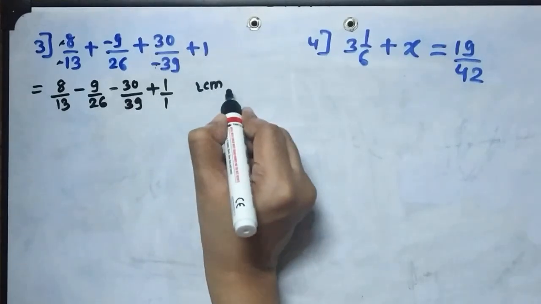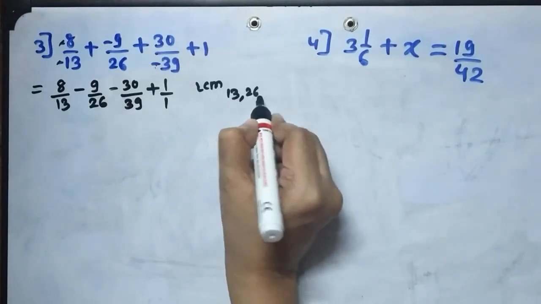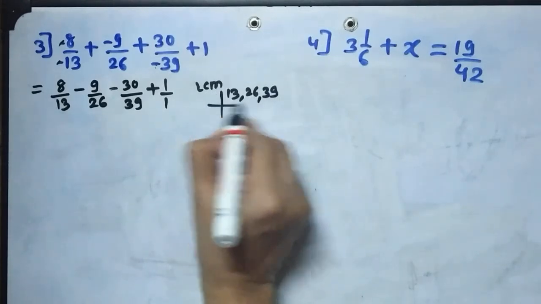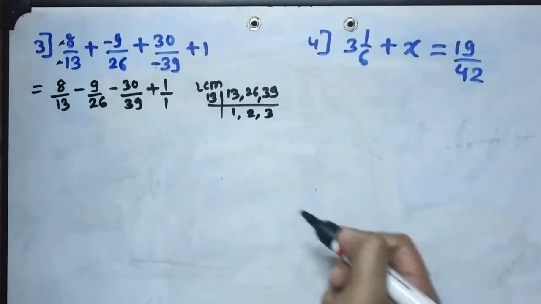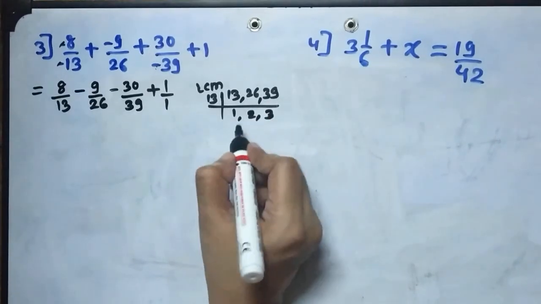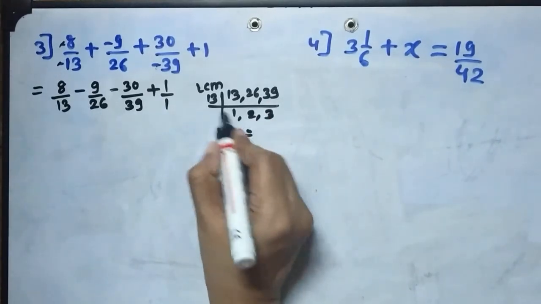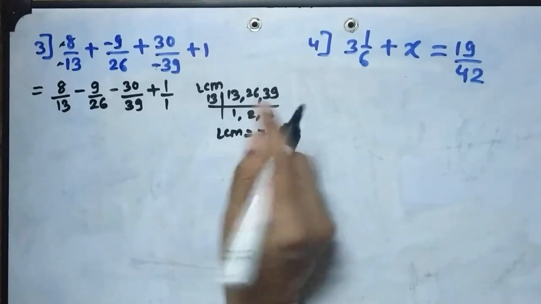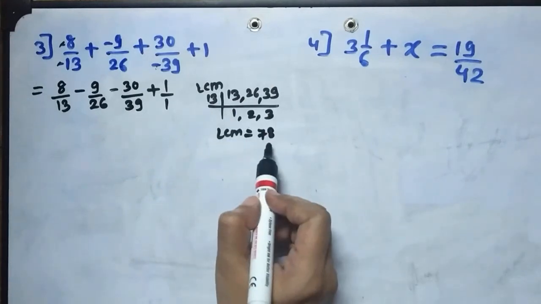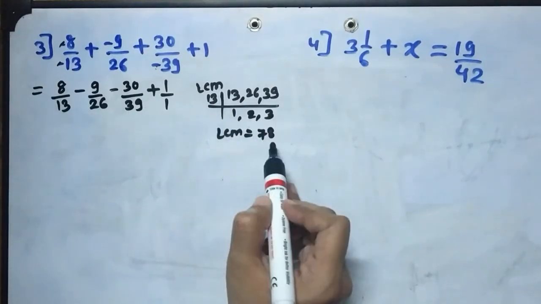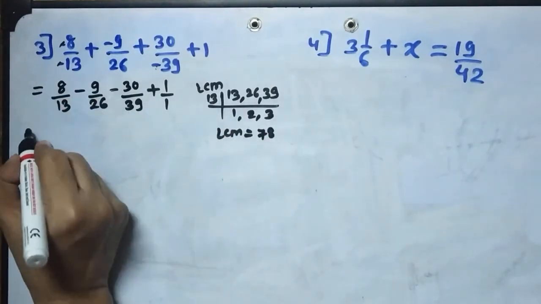So friends, LCM of 13, 26 and 39. We'll go with the table of 13. Here 13 ones are 13, 13 twos are 26, 13 threes are 39. So you need to write LCM is nothing but 78. 13 twos are 26, into 3, that is 78. So now we'll convert all these denominators into 78.